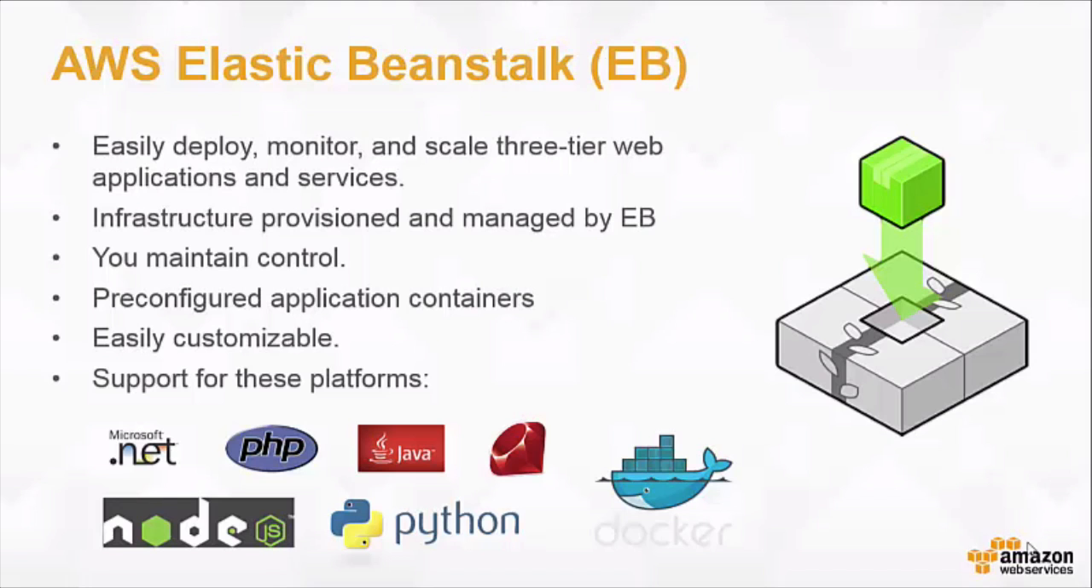Elastic Beanstalk allows you to provide your code as a zip file, and the service will configure Elastic Load Balancing, launch servers in autoscaling, and deploy your application code. It is a free service, and you only pay for the resources it launches on your behalf. It supports multiple runtimes, as you can see on this slide, from .NET, PHP, Java, to Node.js, Python, Ruby, and Docker. It is also very customizable. You can have a lot of control on the exact configuration of those runtime environments.